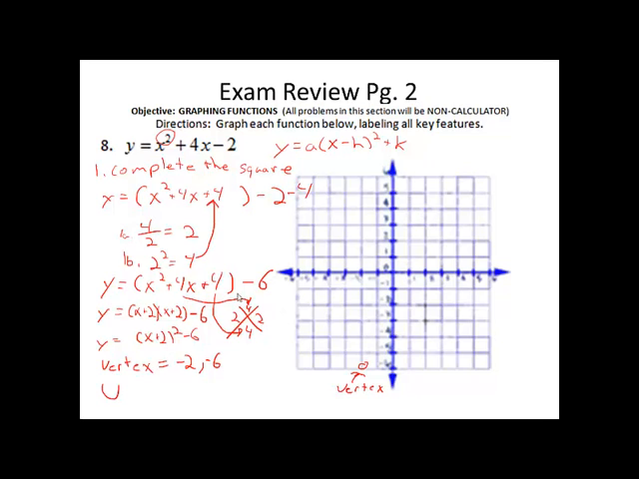I'm running out of room here, so I'll come up here and make our table. Again, our table should include our vertex, which is negative 2, negative 6. And we want to go 2 to the left, which would be negative 3, negative 4, and 2 to the right, which would be negative 1 and 0. Now again, remember, one thing that's going to save you a lot of time is our line of symmetry.